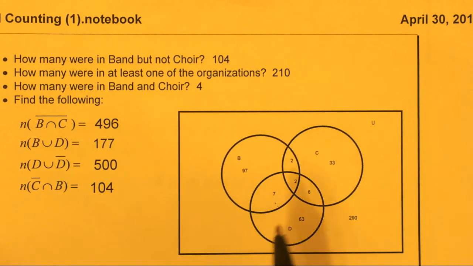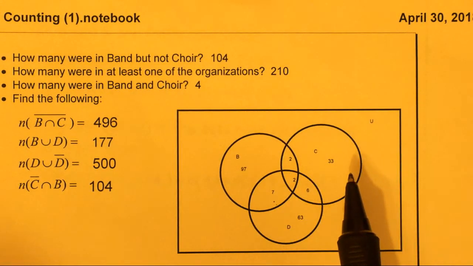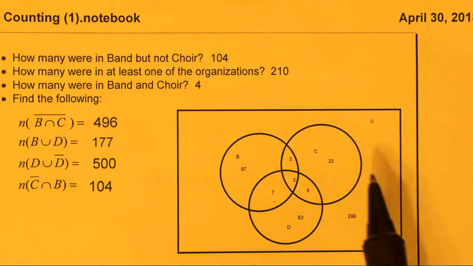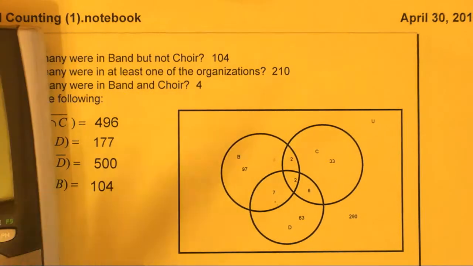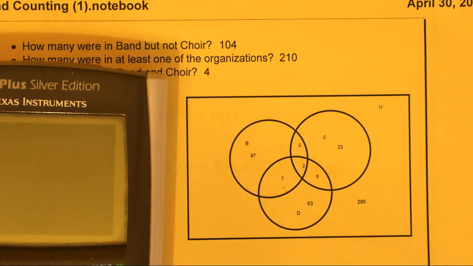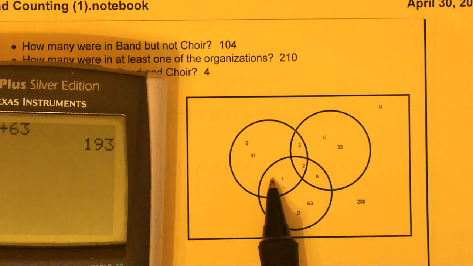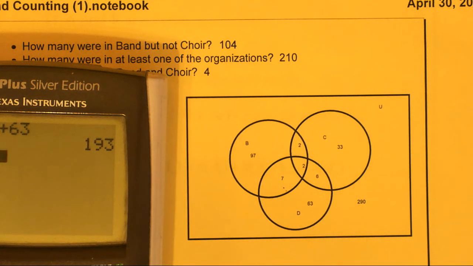How many are in at least one of the organizations? Okay, so they want to be in at least one. So 97 plus 2 plus 33. Excuse me, let me add these up here. I'll use my calculator. So I've got 97 plus 33 plus, oh my eyes are so bad, 63 adds up to 193. But I want to be in at least one, so I also have this, this, and this. So plus 6 plus 7 plus 2. And then I got the 2 in the middle, plus 2 more. There you go. There's the 210. So I added up all my numbers.